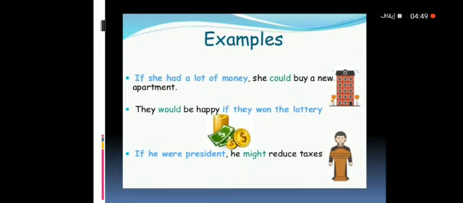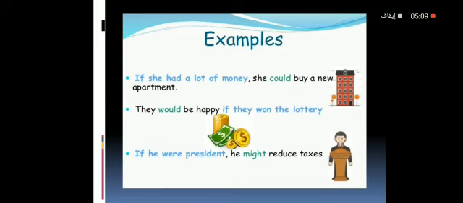Look at the second example. They would be happy if they won the lottery. They would be happy. Here, guys, look at this example. The if clause came at the second part of the sentence and the main clause came at the beginning. We can switch the two clauses, but if we switch, we don't add a comma.